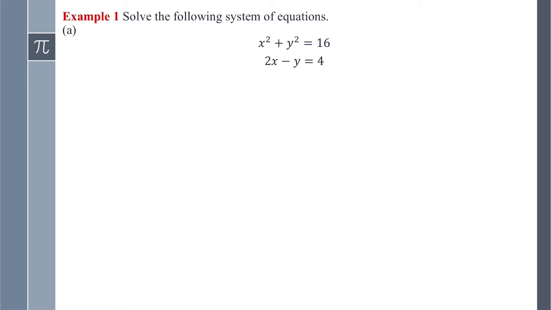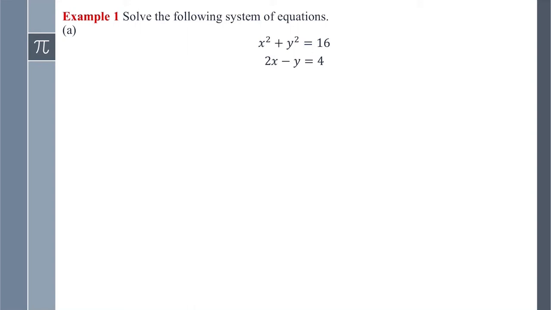You are familiar with the substitution method. What we do is solve for one of the variables from one of the equations, and then substitute that into the other equation and solve for that single variable. Once we get the value for that single variable, we go back and substitute into the other equation to find the value for the other variable.